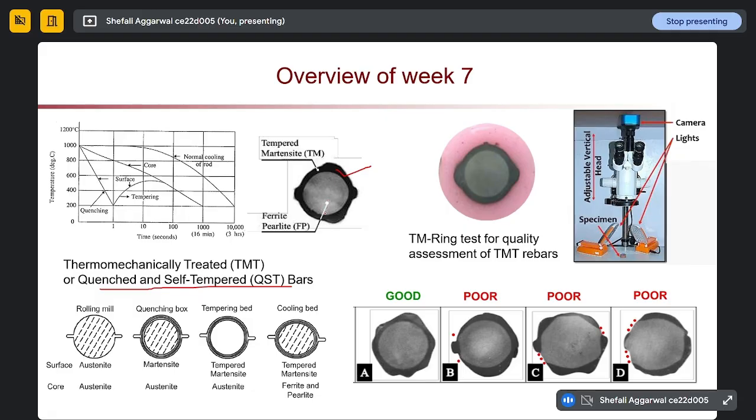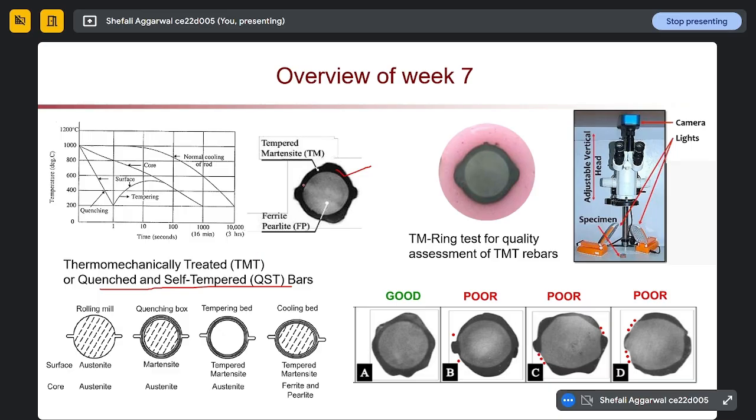So this difference in microstructure is mainly due to the heating procedure. When it is suddenly cooled down, the outer will be cooled down and the inner will still be hot, and it will cool down with time. So that is how TMT rebars are formed.